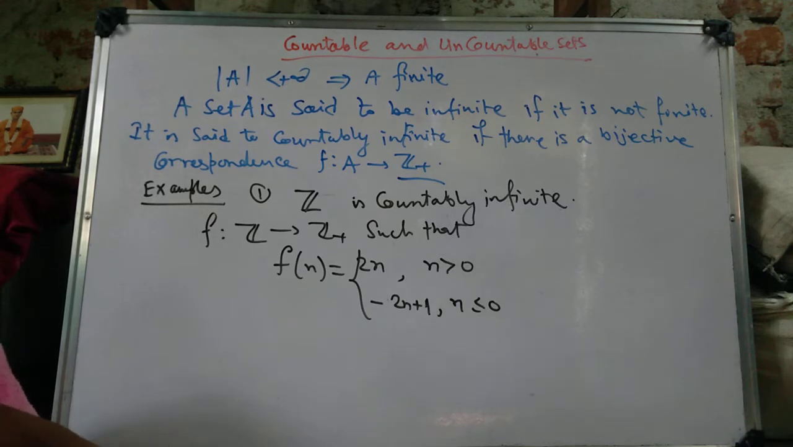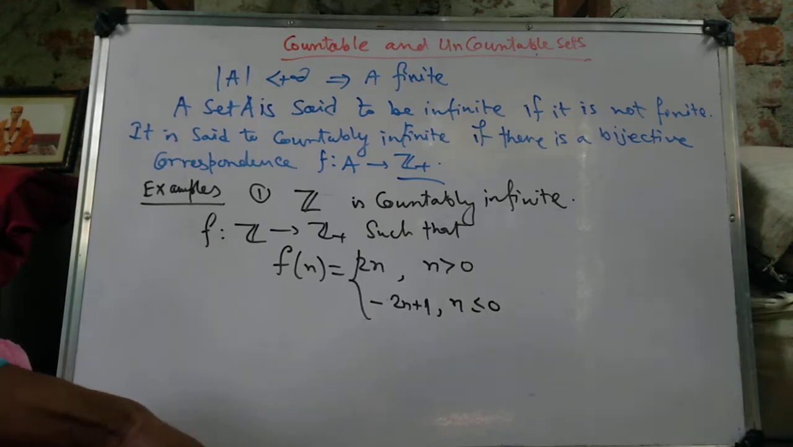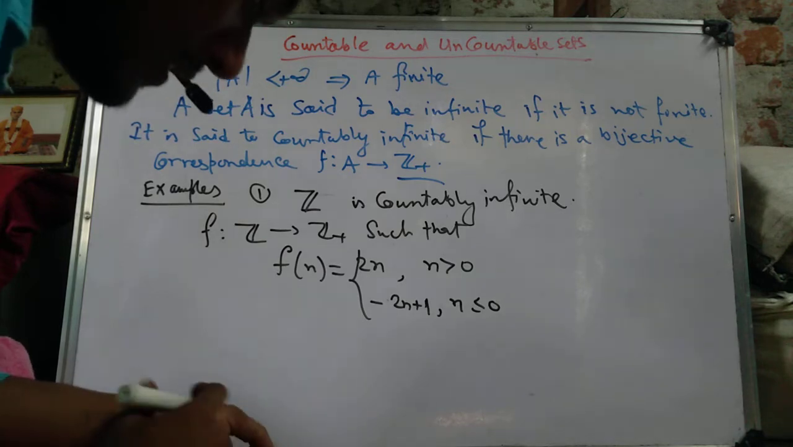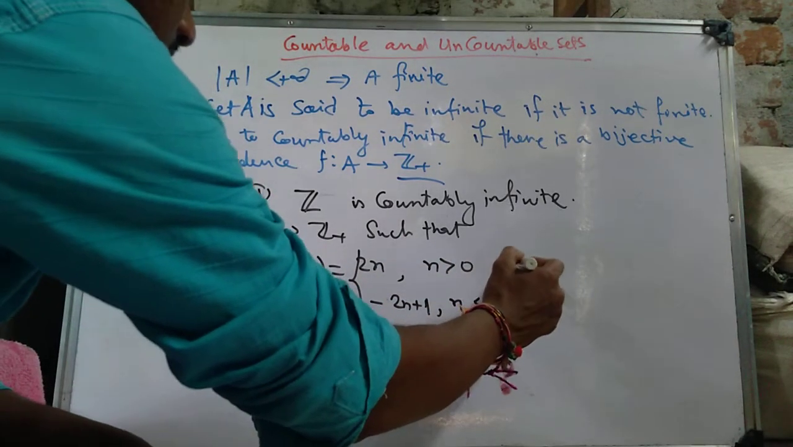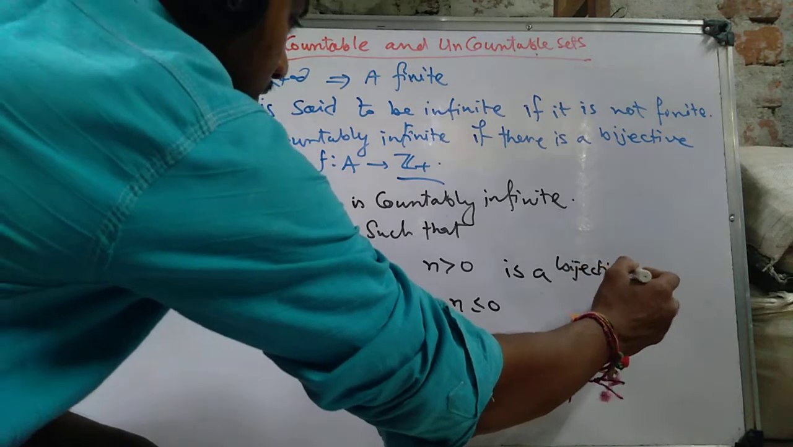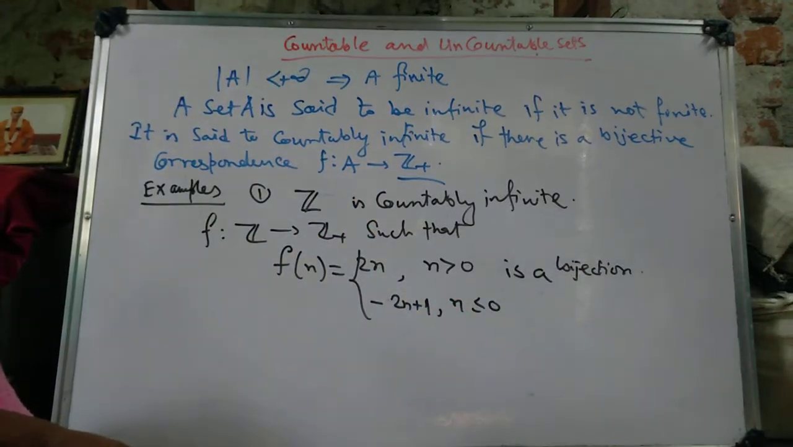That means this one is so simple. If n equals 0, then this gives 1, n equals 1 gives 2, and n equals minus 1 gives 3. So this f from Z to Z plus is trivially a bijective correspondence. That means this f is a bijection. Then we know that Z is countably infinite.